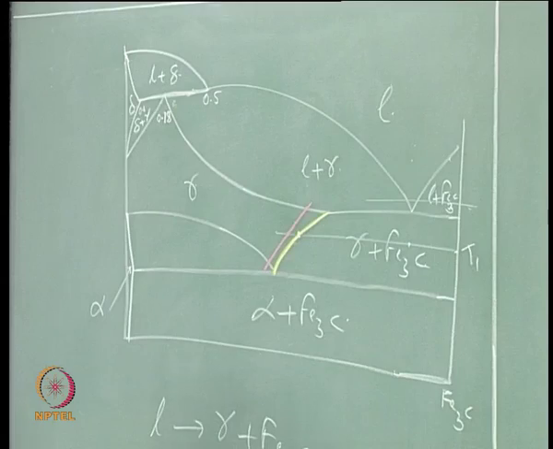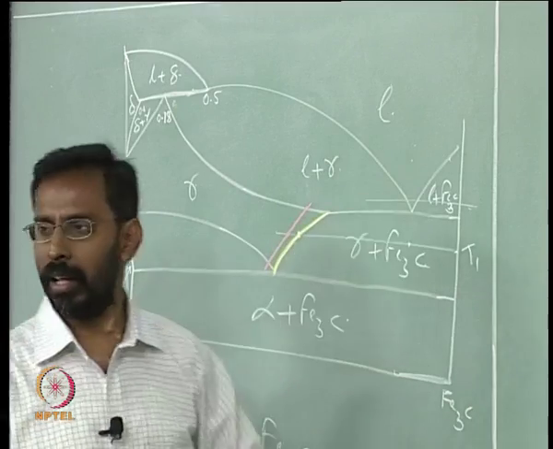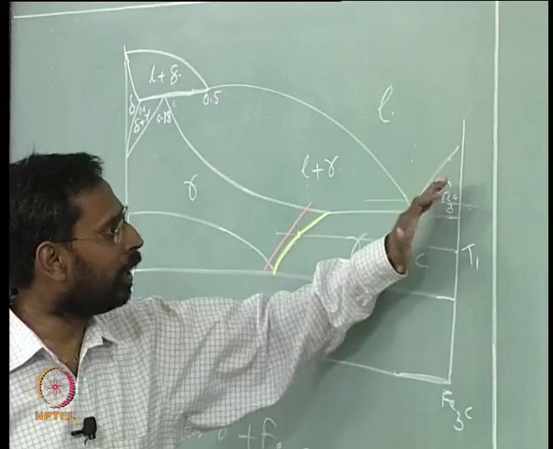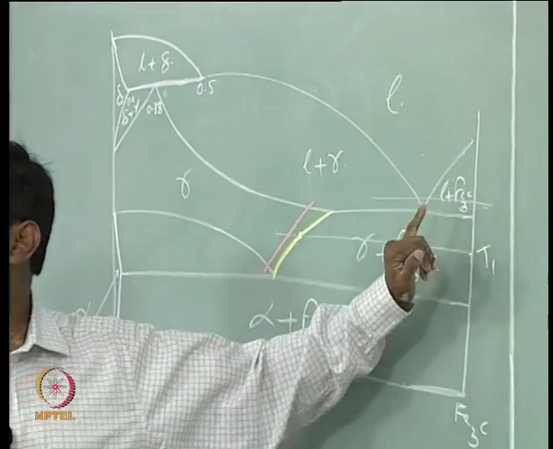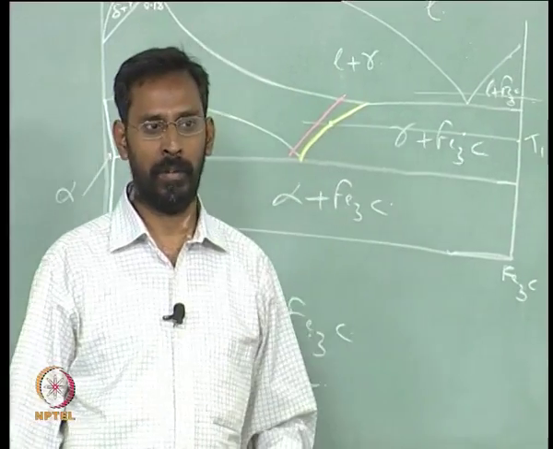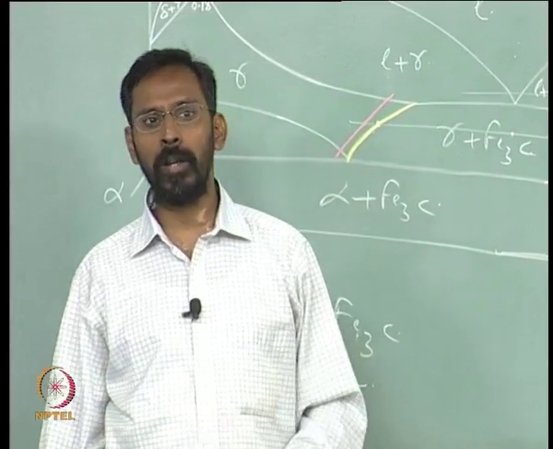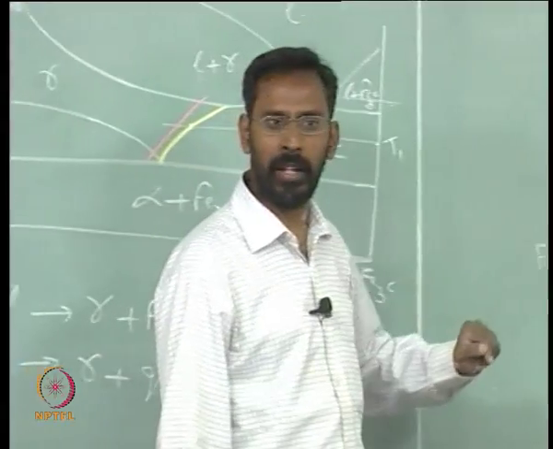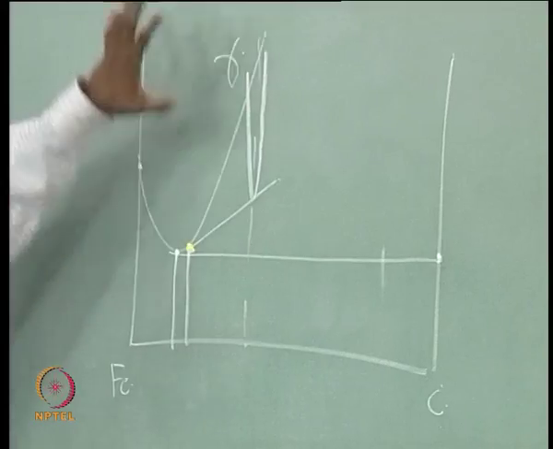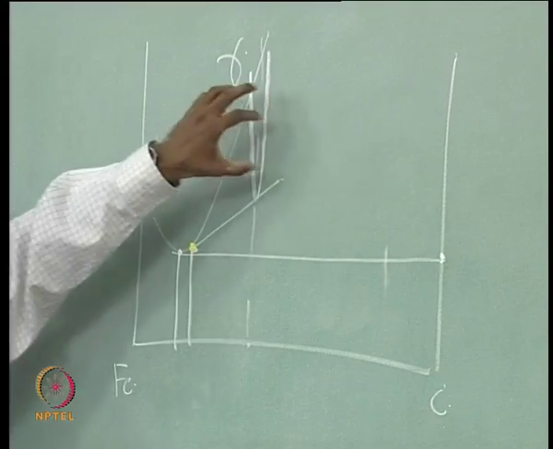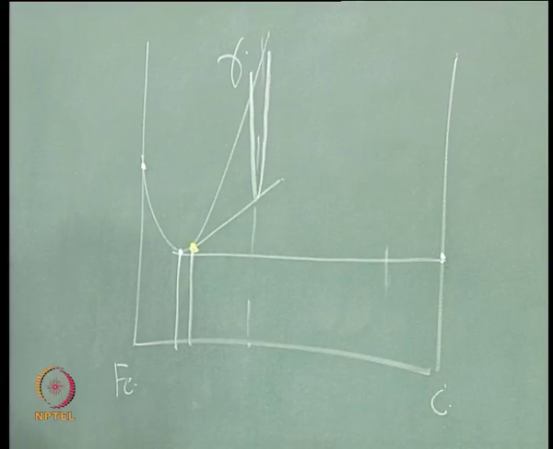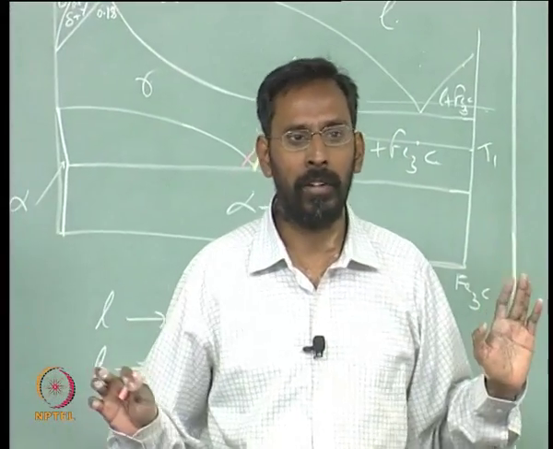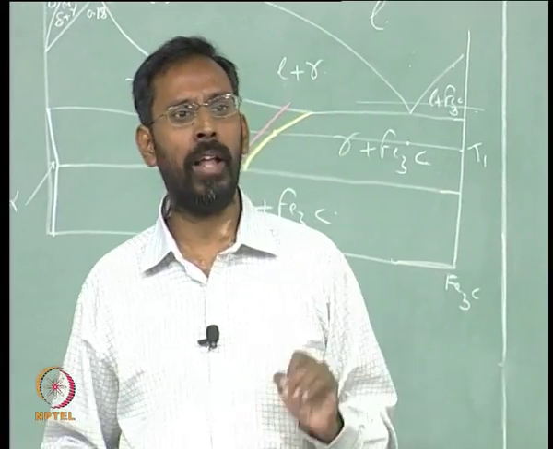And similarly, if I do the same thing here for the liquid and Fe3C, and instead of liquid plus Fe3C, I want to consider liquid plus graphite, let us say. If I consider liquid plus graphite, I exactly get the same thing, excepting that this gamma curve is replaced with the liquid curve. Cementite will be there and graphite will be there, and graphite will always have a lower free energy than cementite at any given temperature, because graphite is more stable than Fe3C.